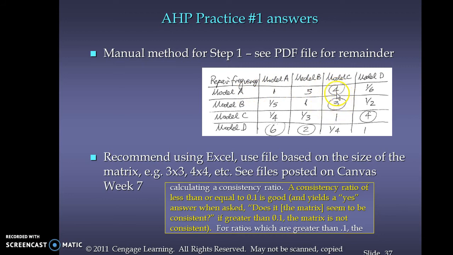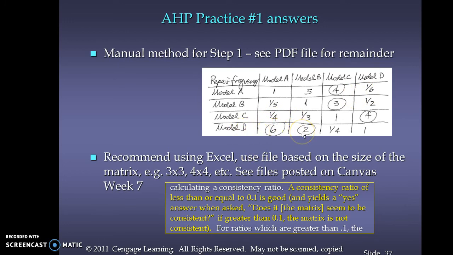This cell here, let's work on completing this. Model B as compared to model C. Well, let's look at how model C compared to B, the inverse. That value was 1/3. Therefore, we take the inverse of 1/3 and we yield a 3. Let's look at this cell. Model D compared to model A, the intersection of those two. Well, let's flip that. How did A compare to D? A compared to D was 1/6. Therefore, this cell, D compared to A, would be the inverse.